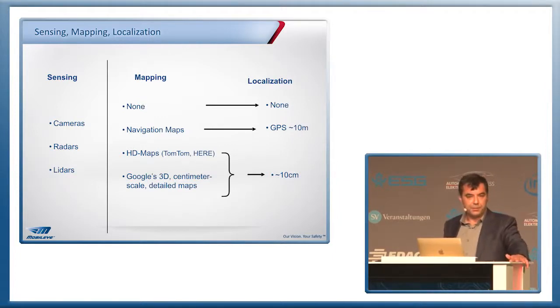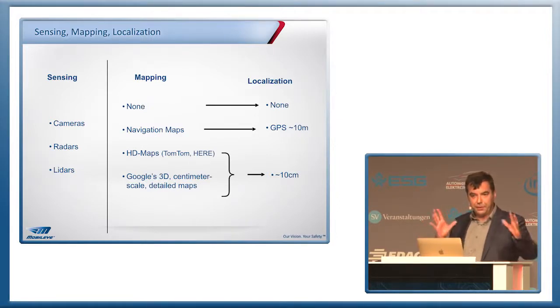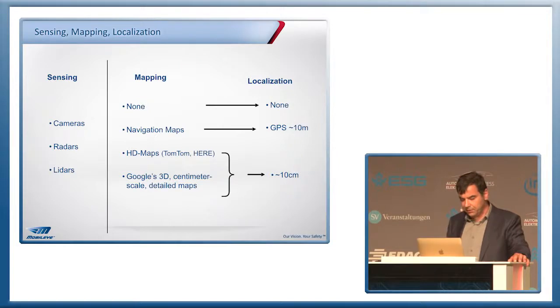If there's no map, we don't need to localize ourselves. In a navigation map, a GPS is sufficient. A few meters of accuracy is enough. But when you talk about high-definition maps, you want to use the maps in order to do control. The accuracy has to be centimeters. So when you talk about maps, we have to define what we mean by high-definition map, and then we have to figure out how to localize, because the GPS would not give us this kind of accuracy.